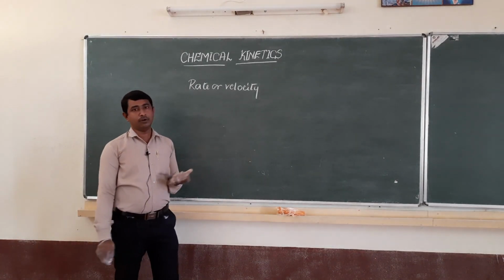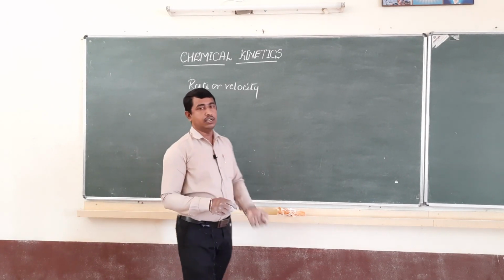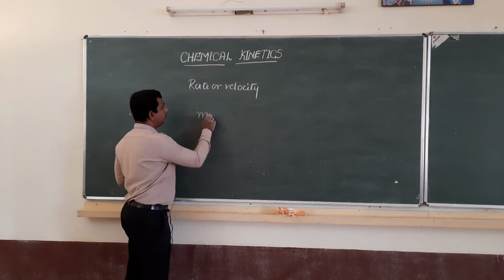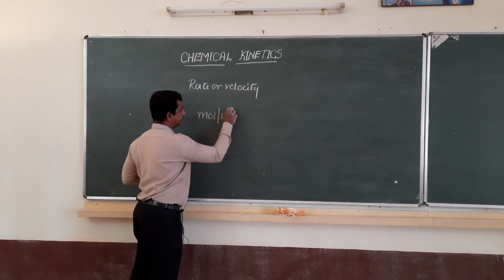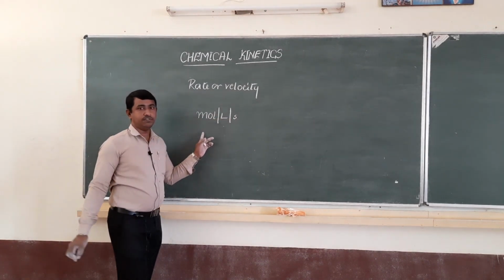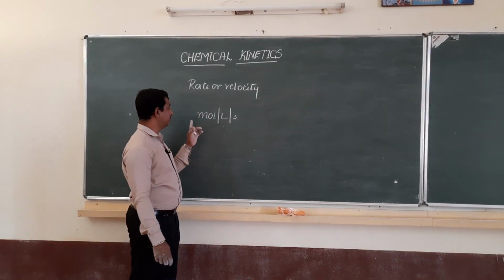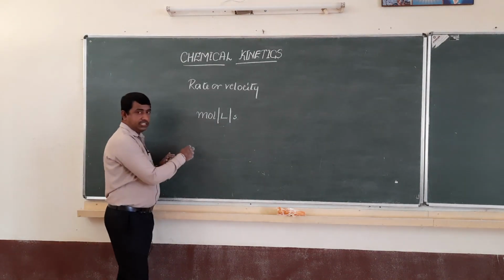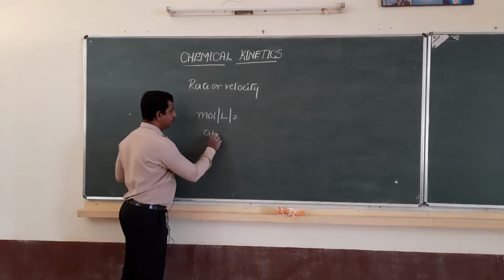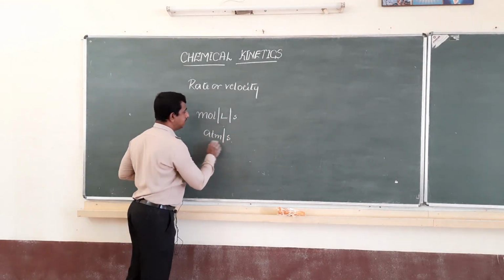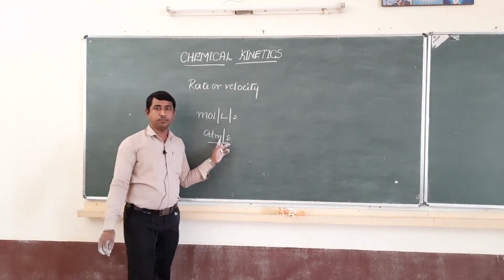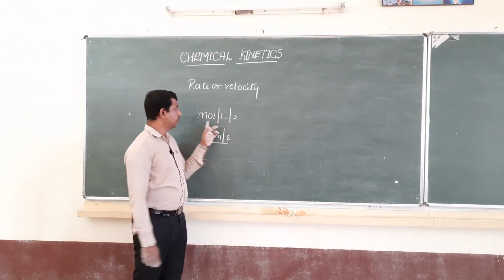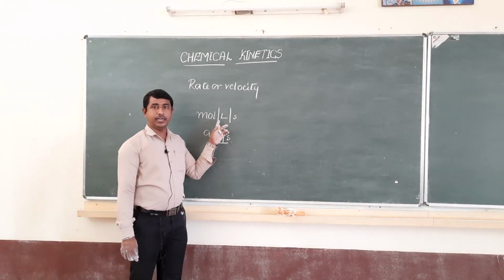At the end I told you about the unit of rate of the reaction. Rate of a chemical reaction is expressed in terms of mole per liter per second. This is the unit of reaction rate. For a gaseous reaction, the unit is atmosphere per second. In other cases, mainly in the case of solutions, the unit of rate is mole per liter per second.